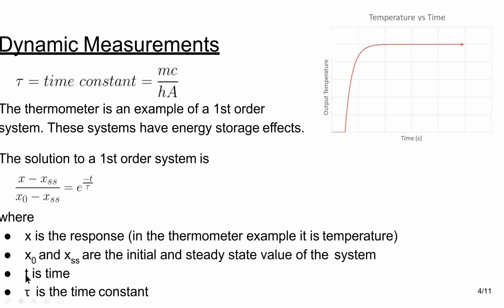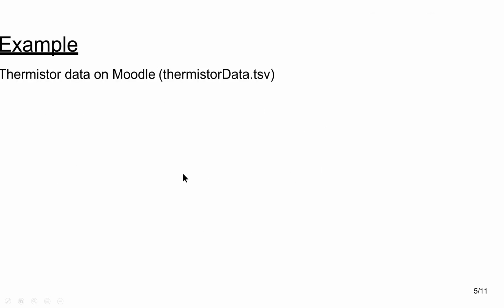Like we said, lowercase t is just time. That is the x-axis on these kind of plots. And then tau is the time constant. It doesn't really show up on the plot by itself, but it is describing the shape of this curved section. Okay, there's labels for x naught and xss.